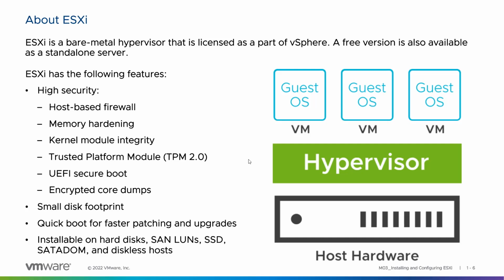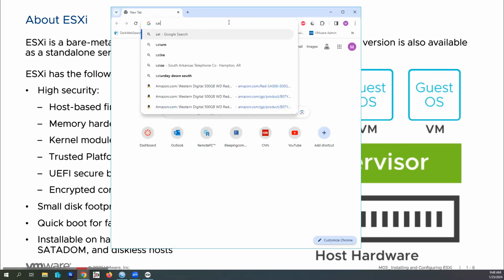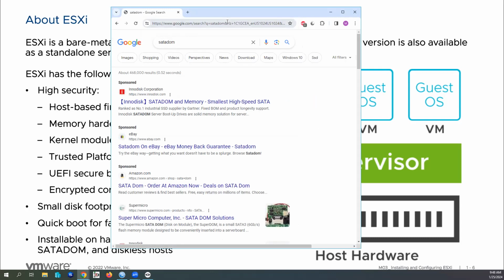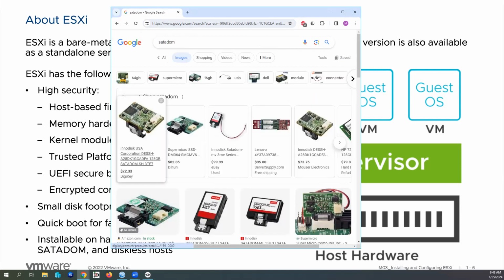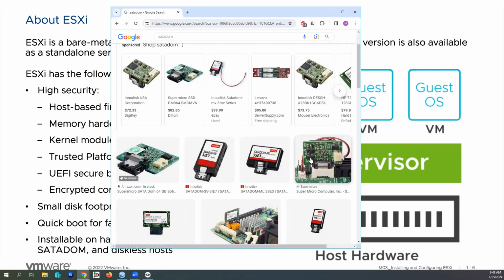So we have installable on a hard disk, on a storage area network, on a LUN that's dedicated only to that one host. You can install into an SSD, a SATA DOM, a diskless host. Have you seen these SATA DOMs before? Y'all seen these things? Y'all ever seen this?